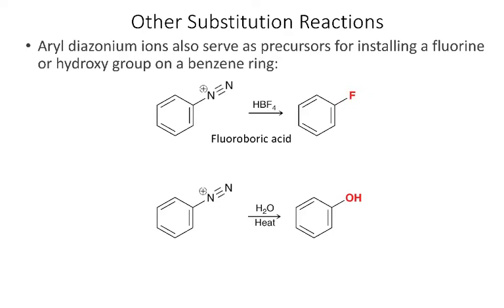And we haven't seen many ways to get hydroxide onto a benzene ring, so these diazonium ions give us another way to accomplish that. If I take my diazonium ion and just heat it with water, that will replace the diazonium ion with OH. And so this is one of the few ways, or maybe the only way to this point, that we've learned to put an OH onto a benzene ring.